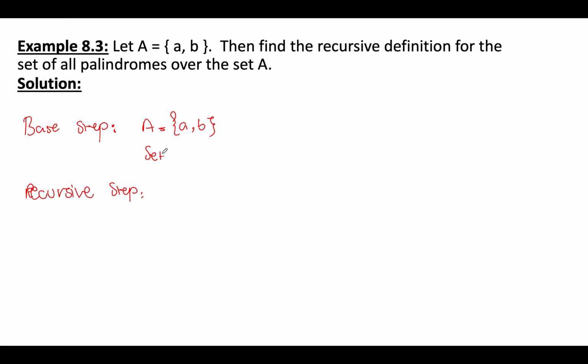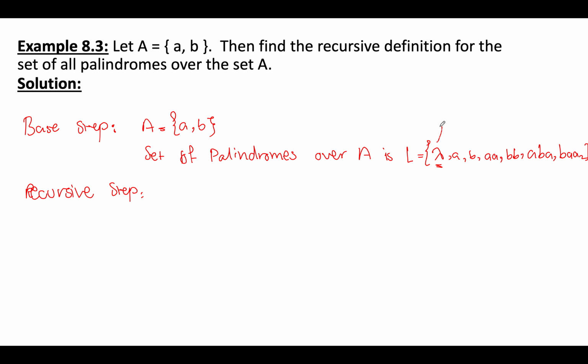Now in the base step we say that A has a and b as its values. Now the set of palindromes over A, let's say we give it the name L. First thing is we have lambda, which is nothing in there, or it can be a, b, or aba, bab, or ababa, and so on. And lambda is like the empty set.